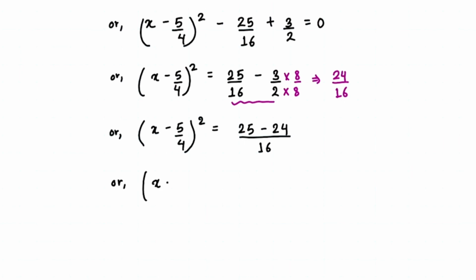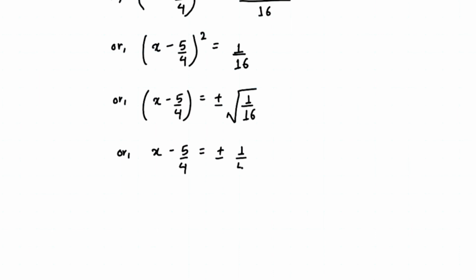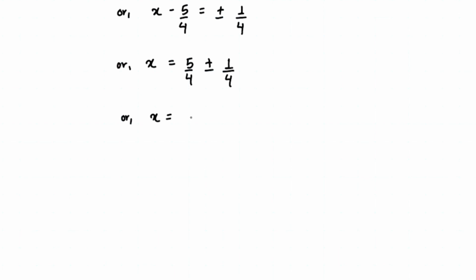So we have again x minus 5 by 4 whole square equals 25 minus 24 is 1 divided by 16. Now again we are going to remove our square. So we have x minus 5 by 4 over here equals, we need to put the plus minus and we put the square root, so square root 1 by 16. So we have x minus 5 by 4 equals plus minus, the square root of 1 is 1, the square root of 16 is 4. Now we are just going to move that minus 5 by 4 to the other side, so it becomes plus 5 by 4. We have our plus minus over here, 1 by 4. So we have x equals 5 plus minus 1 by 4.